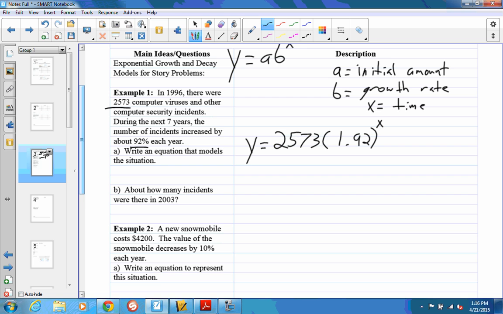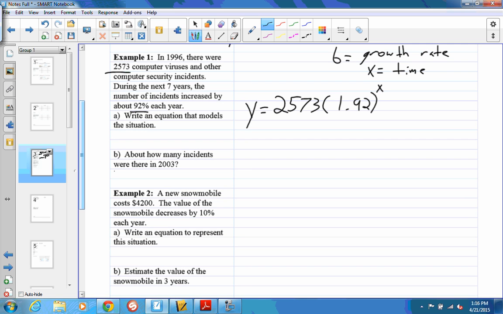What am I going to plug in for x to find out how many incidents there were in 2003? 7. Very good. So y equals 2,572 times 1.92 to the 7th. Try it in your calculator.